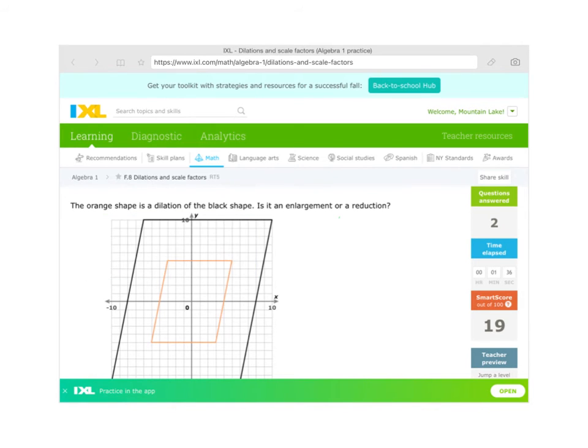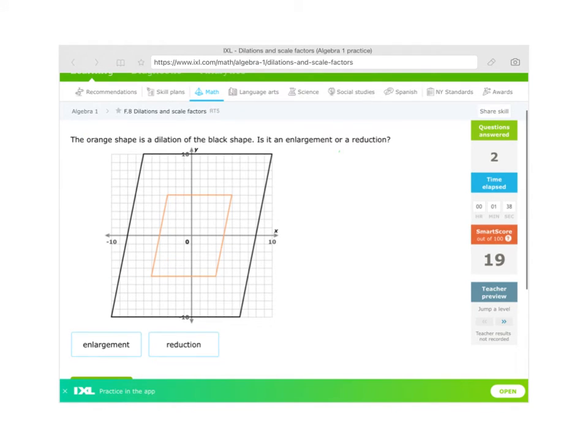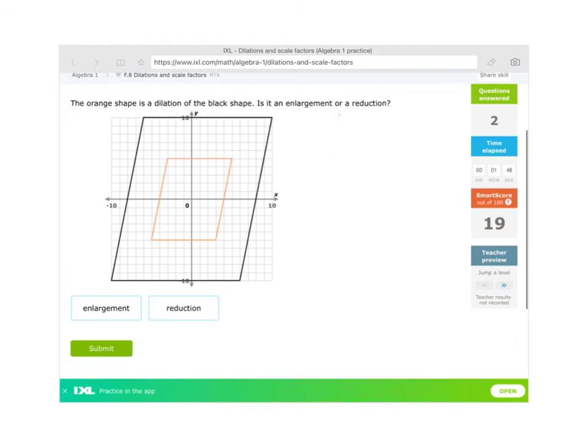Okay, let's try this. So the orange shape is a dilation of the black shape. So what's happening over here? The shape is being reduced. So the black one's the original, and the orange is the new shape. So it's being reduced, so reduction.